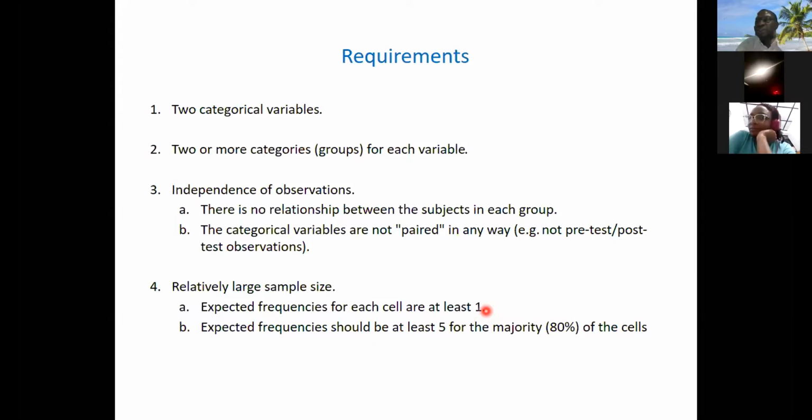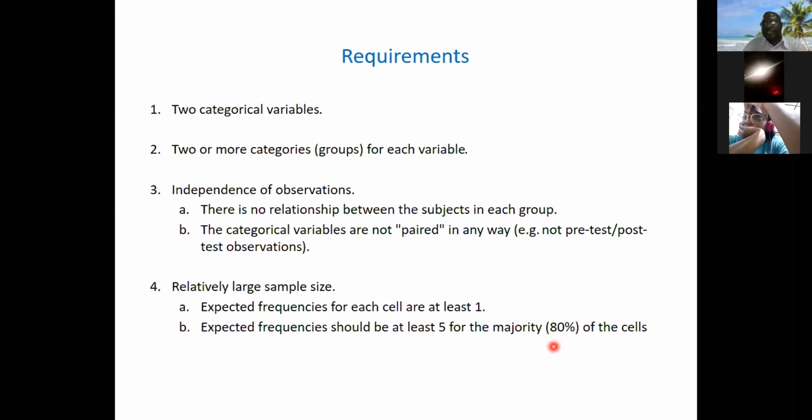It matters only if your examiner or your teacher wants Yates correction. I will tell you the way people play on this, and how some people interpret the Yates, when we run the result. But here, for using chi-square on its own, the expected count should not be less than 1 in any cell. That's why I say the expected frequency for each cell should be at least 1. Then the expected frequency should be at least 5 for the majority, 80% of the cells. That means it can be less than 5 in 20% of the cells.